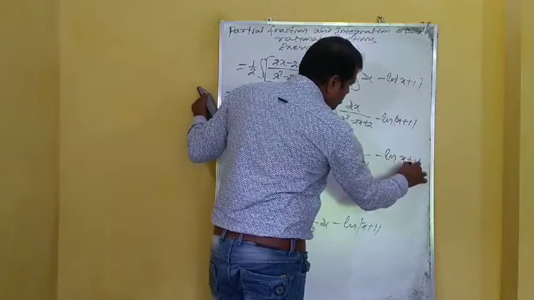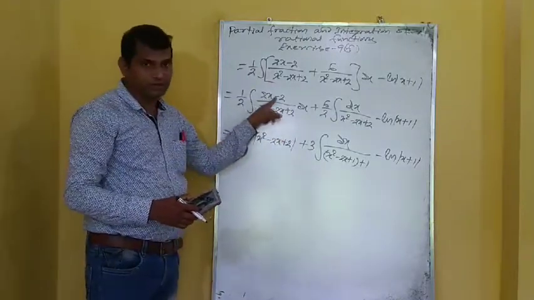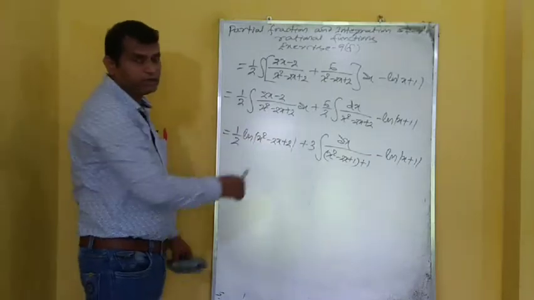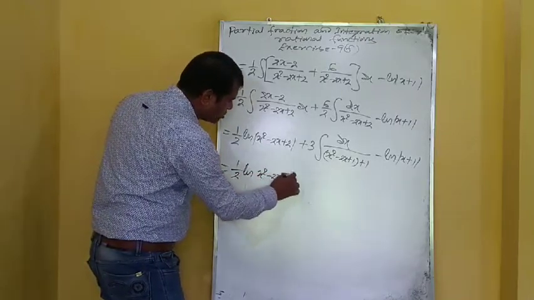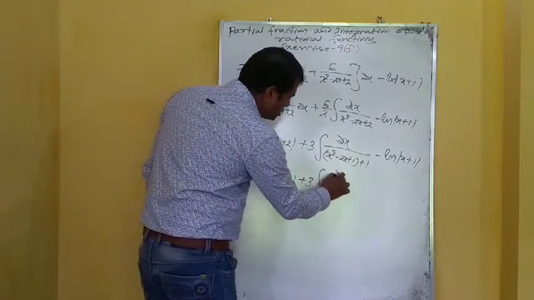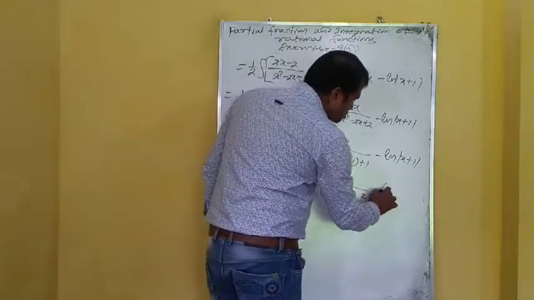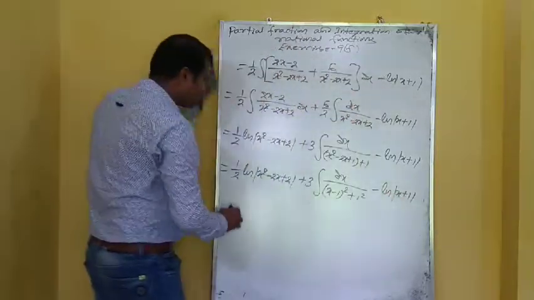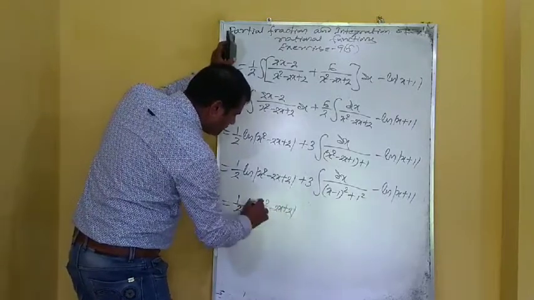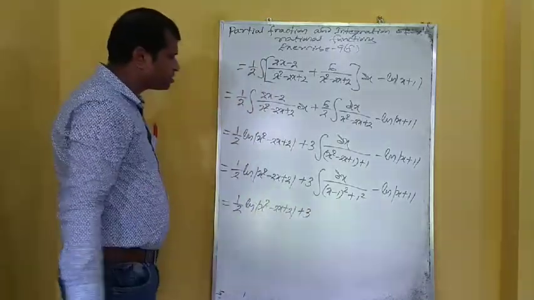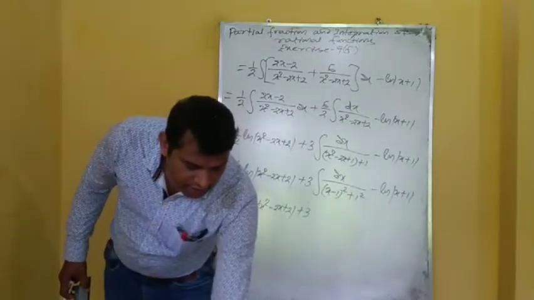Minus ln|x + 1|. You know the derivative of x² − 2x + 2 is 2x − 2, so its integral is ln(x² − 2x + 2). That equals 1/2 ln|x² − 2x + 2| plus 3 integral dx by ((x − 1)² + 1) minus ln|x + 1|, that equals 1/2 ln|x² − 2x + 2| minus ln|x + 1| plus 3 times the integral dx by (x² + a²), which you know is (1/a) tan⁻¹(x/a).